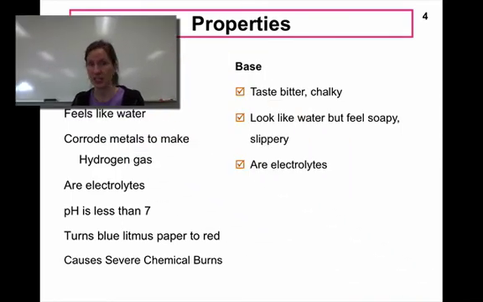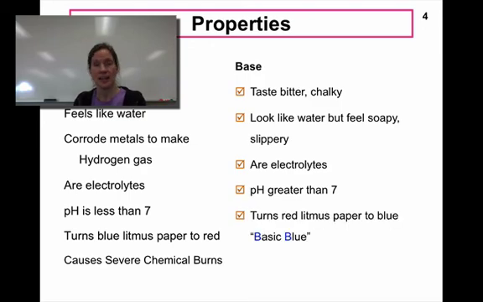They're electrolytes just like acids are, so in solution, bases dissociate, creating ions that allow electricity to run through that solution. We have a pH of greater than 7 for bases, the opposite end of what the acids are. Again, in the qual lab, we discovered that bases turn red paper blue.